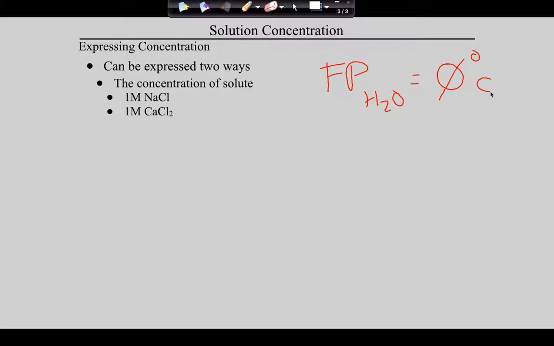You guys good? Here's the question. Will they freeze at the same temperature? We know that they'll both freeze below zero, but will they both freeze at the same temperature? The answer is no. Which one will freeze at a lower temperature, the sodium or the calcium chloride? The calcium chloride. And guys, we need to understand why. And the reason why is because that second solution is more concentrated.